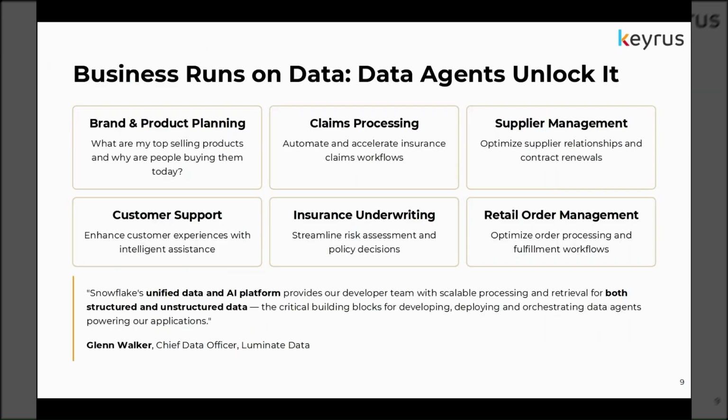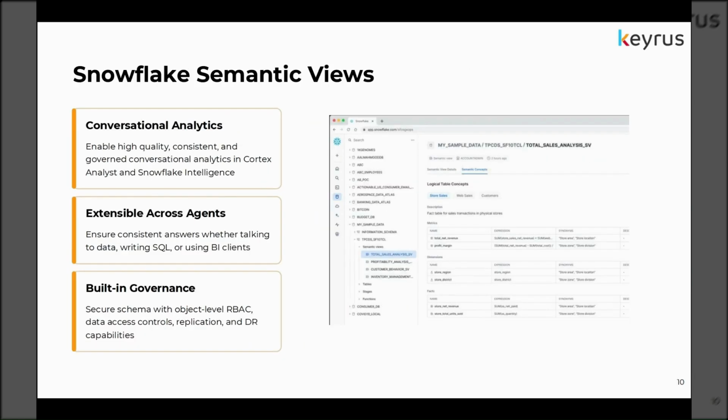So let's talk a little bit about the kinds of questions you would ask your agents in Snowflake Intelligence. Well, you may ask things like, what are my top selling products and why are people buying them today? And Snowflake Intelligence is really intelligent in the sense that if you ask it an open-ended question like that, it should be able to understand what you mean, or try and figure out what you mean, and give you an accurate response. And one of the reasons why it's able to do that is because on Snowflake, you have something called semantic views. So what are semantic views?